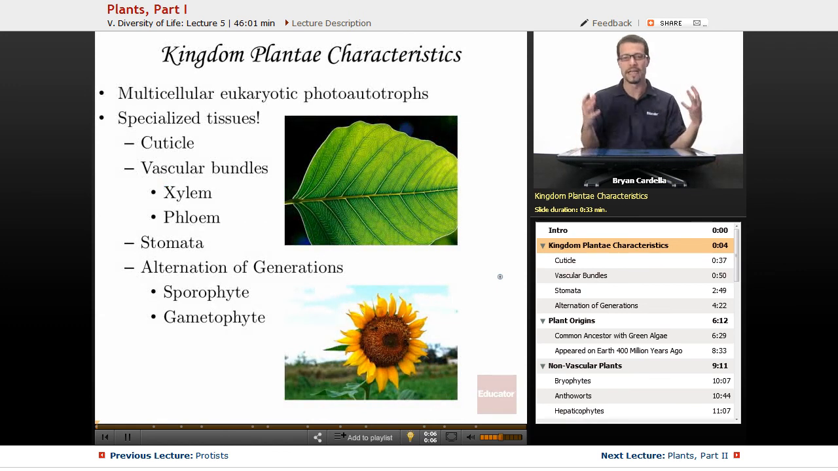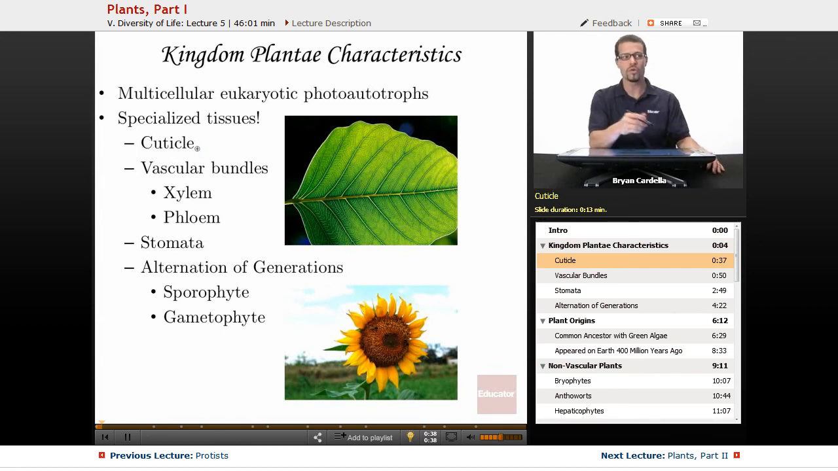So we look at kingdom Plantae, all those plants we know and love and we depend on for life. There are a few things we have to get straight about all plants. These are the reasons why these particular organisms are in kingdom Plantae and not in the protist kingdom with the plant-like protists. They're multicellular eukaryotic photoautotrophs. Now there are some plant-like protists that are multicellular, but these have specialized tissues, and here are a bunch of them that are in pretty much all plants.